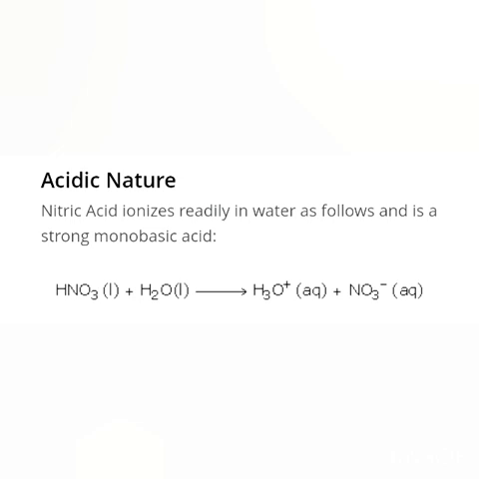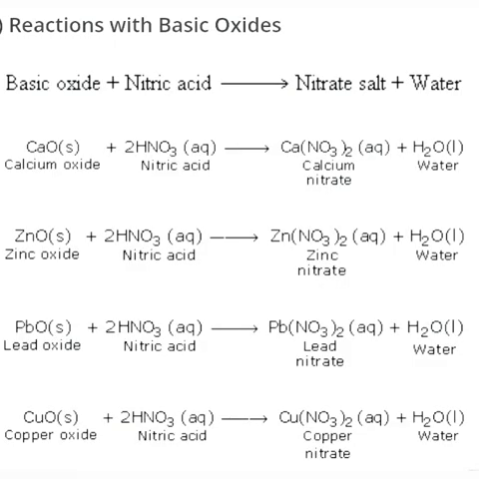You can see the reaction, and it is a strong monobasic acid. That is, it forms hydronium ion and nitrate ion on ionization in water. Then its reactions with basic oxides, it reacts with basic oxides to form the nitrate salts and water. You can see the reaction with different basic oxides like calcium oxide, zinc oxide, lead oxide, copper oxides, etc.